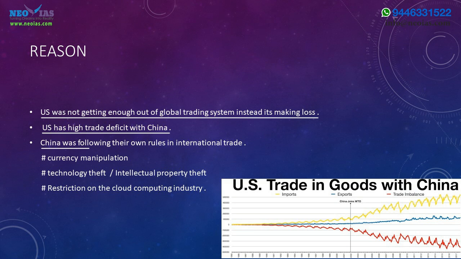Next is China following its own rules in international trade, like currency manipulation, that is, devaluation of the renminbi. Then technology theft or intellectual property theft by forcing foreign firms to transfer technology under the tag of joint venture programs or through cyber hacking. Next is the restriction on the cloud computing industry through withholding licenses from US cloud computing firms to operate independently in China. This prevents American companies from marketing their cloud computing services in China, whereas Chinese companies' operations in the US are not subjected to restriction in the US.